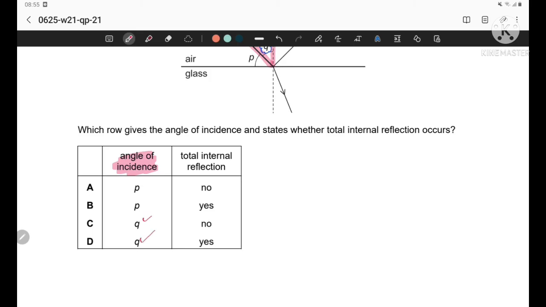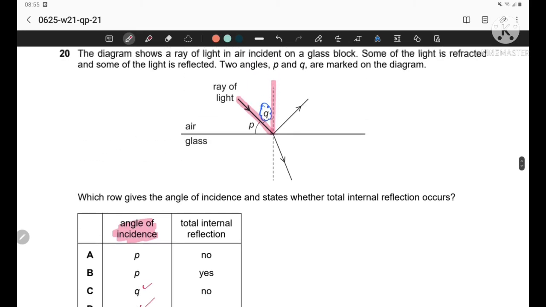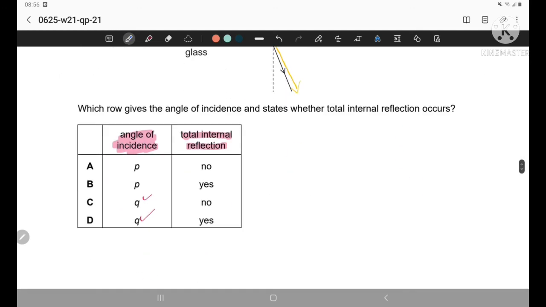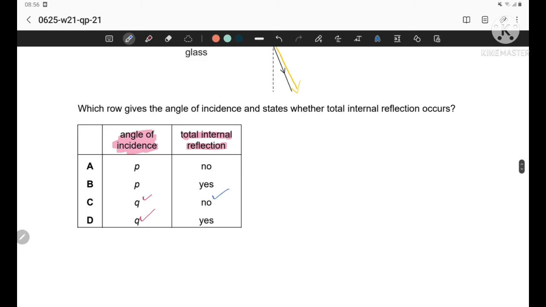Now let's check the total internal reflection. As the name indicates, total internal reflection means all the rays will reflect back. But in this case, all the rays are not reflecting back. You can see some of the rays are refracting. So total internal reflection is not occurring. Therefore, the correct answer is option C.